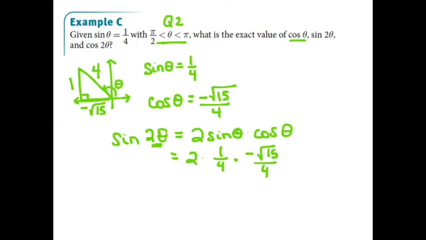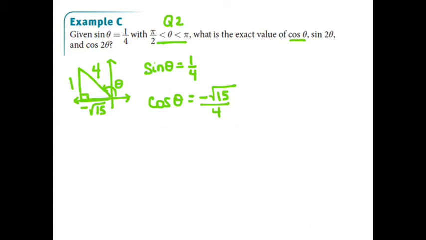And then if I multiply everything on the top, notice the 2 doesn't have a denominator, so I'm just going to write it over 1. So 2 times 1 times negative square root of 15 is negative 2 square root of 15, over 1 times 4 times 4, which would be 16. And then that would reduce to negative square root of 15 over 8. So negative square root of 15 over 8 is going to be our sine 2 theta value.